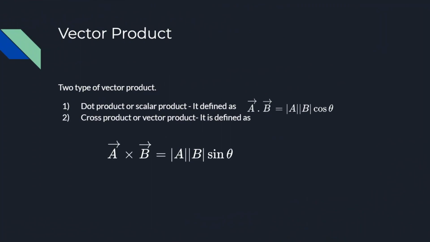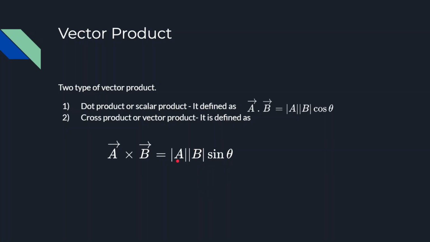The two types of vector product are very important, and we'll learn them here. The first is the dot product or scalar product. It can be defined as vector a dot vector b is equal to mod of a into mod of b cos theta. This theta is the angle between these two vectors. And the other type is the cross product or the vector product. It can be defined as a cross b is equal to mod of a mod of b sine theta.